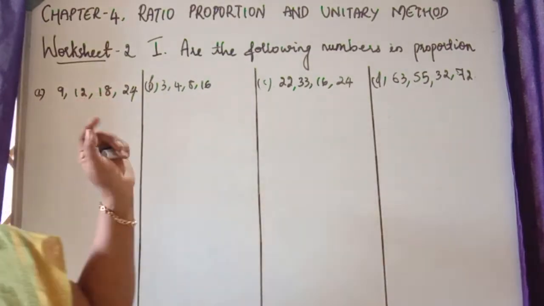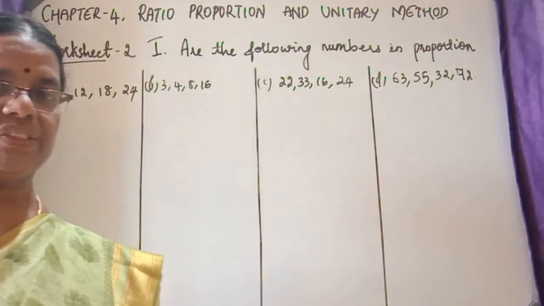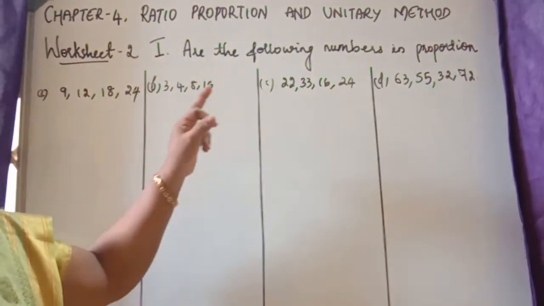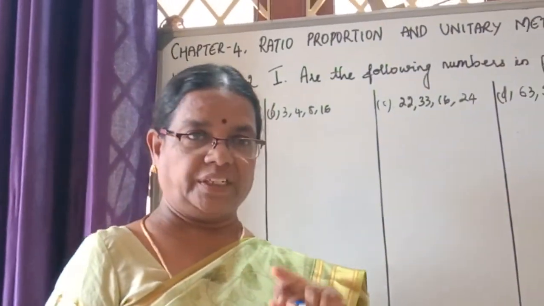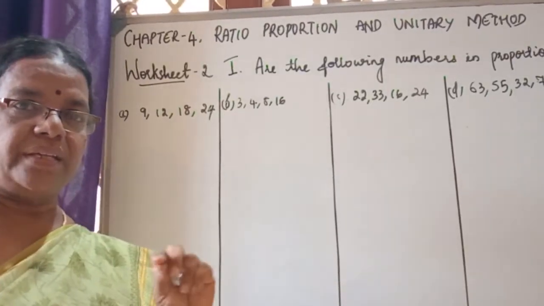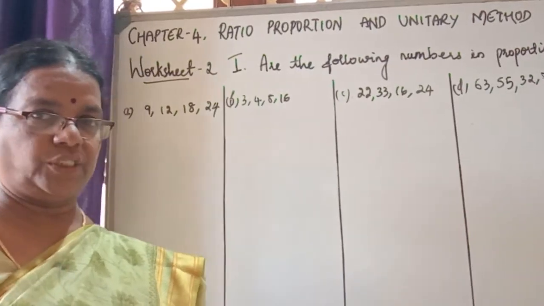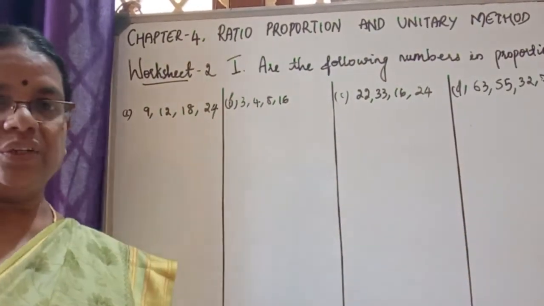Before moving to worksheet 2, I need to give a few instructions for you children. The introduction of this proportion, you copy down from your textbook, and all the example sums also you have to copy down from the textbook. Then you start worksheet 2.